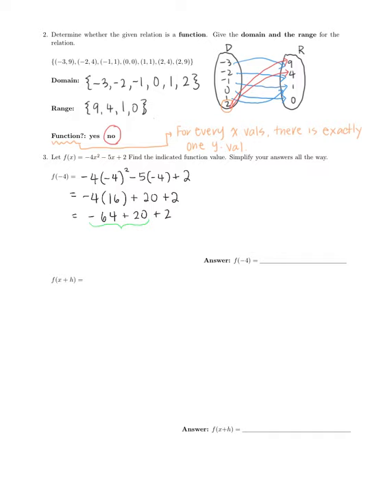And that's negative, what is that, 44? And then plus 2. So what is my final answer? So this is going to be negative 42. So here I'm going to write my answer. F of negative 4 is negative 42.